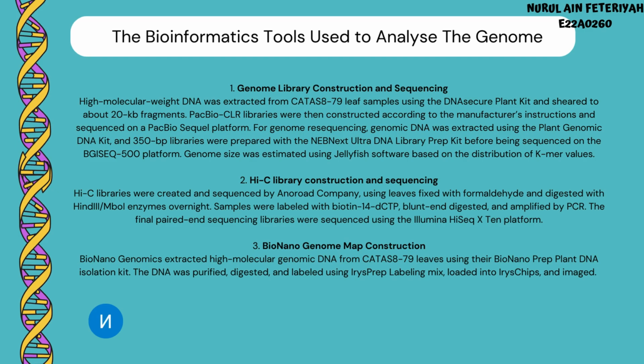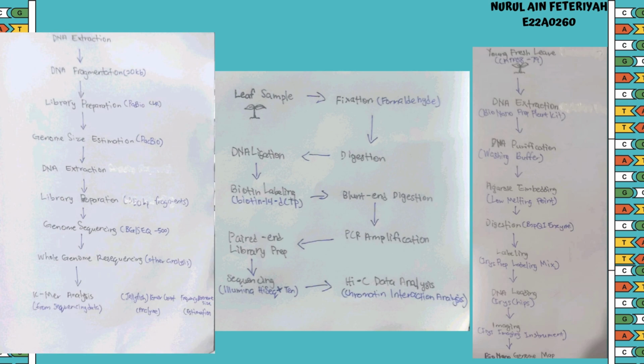There are a total of 15 analytic methodologies used in this study. The first one is the genome library construction and sequencing. The second one is the Hi-C library construction and sequencing. The third one is the BioNano genome map construction. These are all the three methodology flows mentioned earlier.